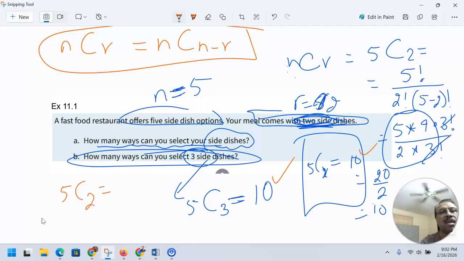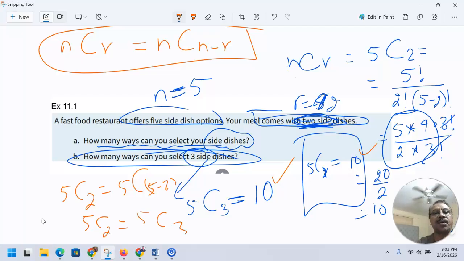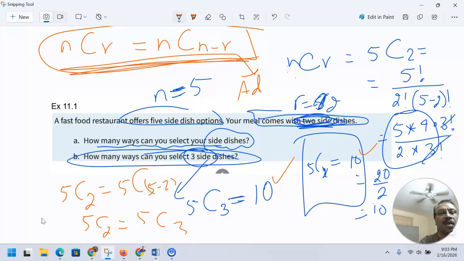So 5C2 is also the same as 5C(5 minus 2), and if you see this, 5C2 is 5C3. So it's the same thing. Anyway, if you get confused, don't worry. I just wanted to show you that this is also a formula. If you go to advanced classes in statistics, you'll learn more of that.